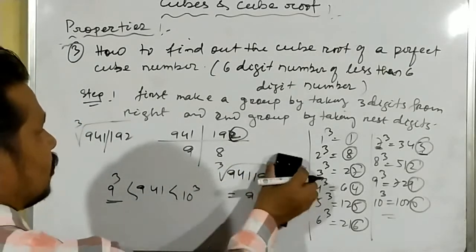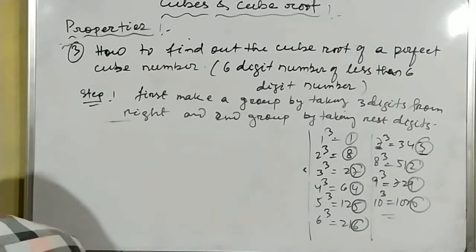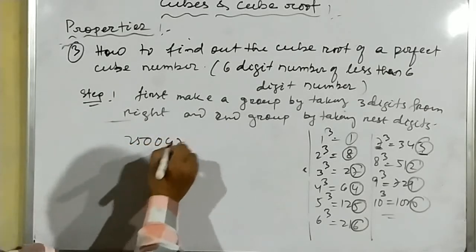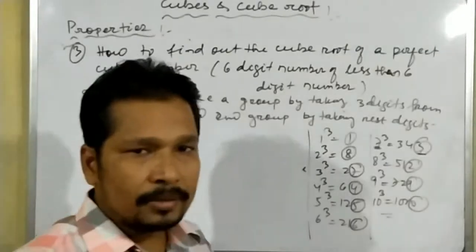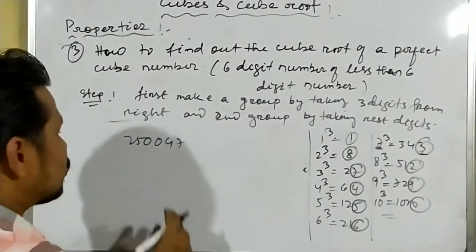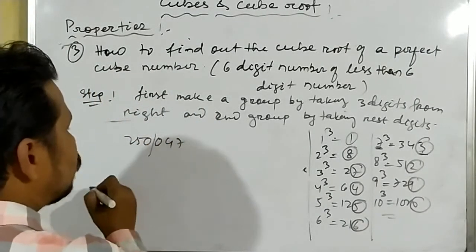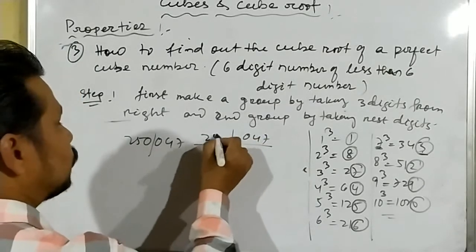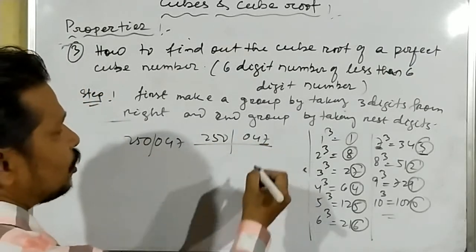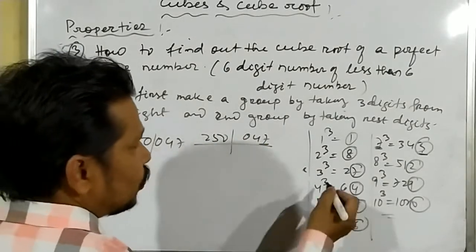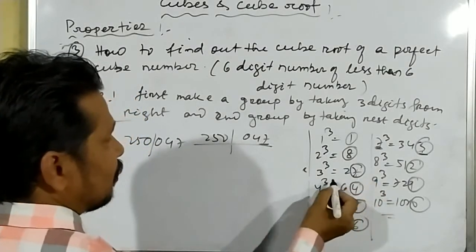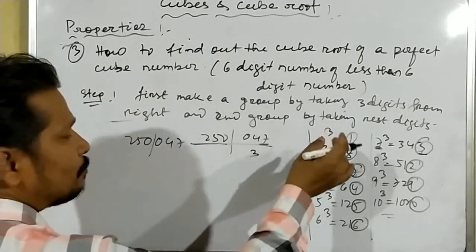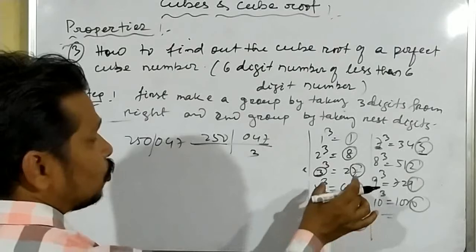Okay, now let us take another example. Suppose the number given is 250047, a 6-digit number. First divide it into 2 parts. So I have written 047 and the second part is 250. Again look here, what is the unit place? The unit place is 7. So whose cube has unit place 7? Here 27. So the number is 3. So take 3 here.